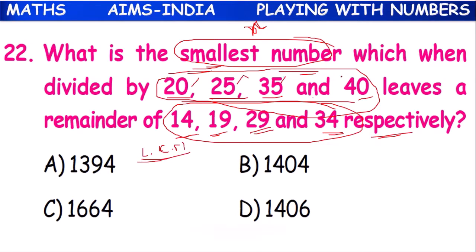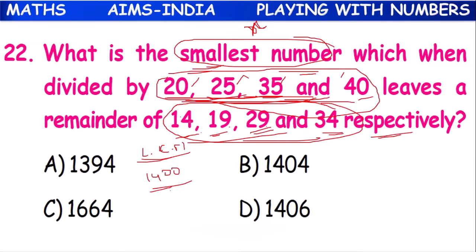20, 25, 35, 40. So how to find the LCM? That already you have learned. According to that, try to find the LCM. It will be 1400. After finding the LCM, now if we divide it by these numbers, it leaves a remainder of 14, 19, 29, 34 respectively.